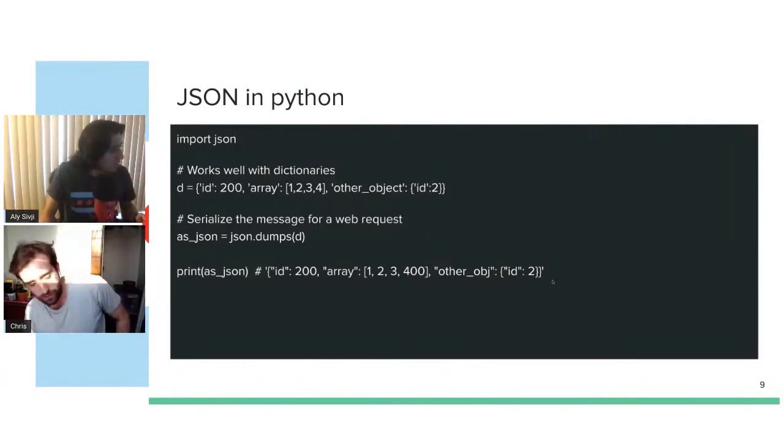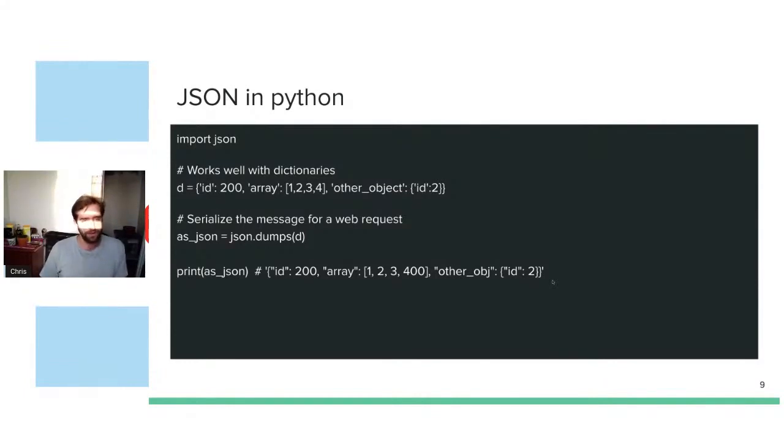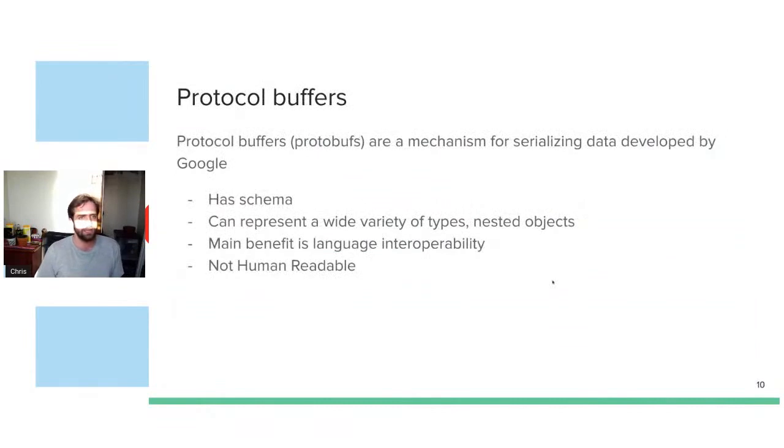Cool. So I'm going to move right along into protocol buffers, which is Google's way of serialization. They're called protocol buffers. People refer to them as protobufs for short. It's another mechanism for serializing data. So JSON is a way to serialize data. It turns it into that string representation that I showed before. Protocol buffers were developed by Google internally, in the early 2000s, I think, or the late 90s.